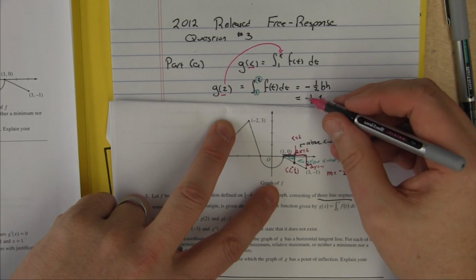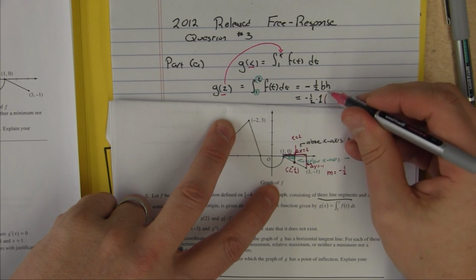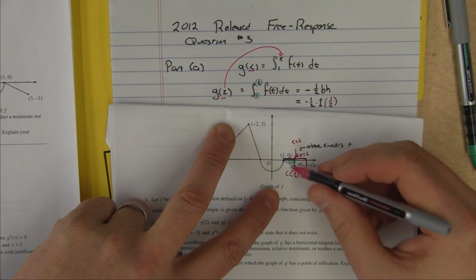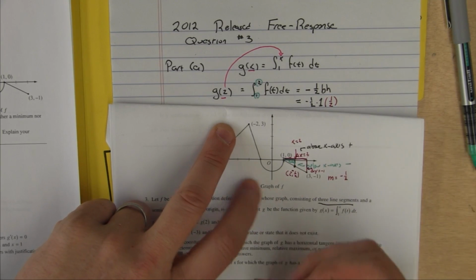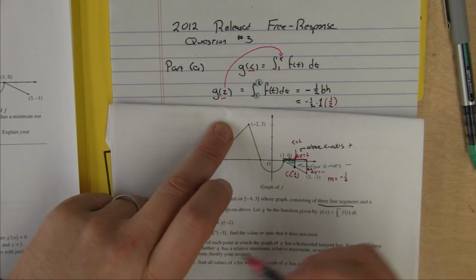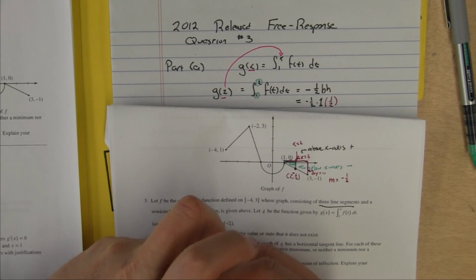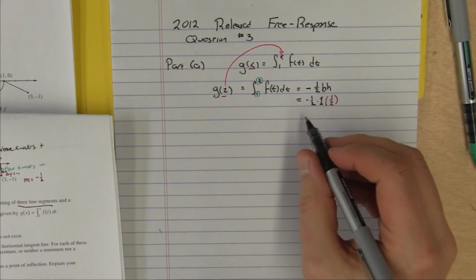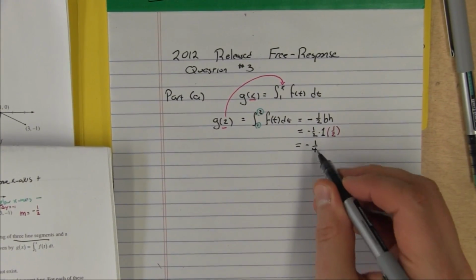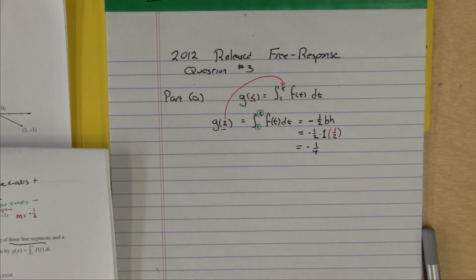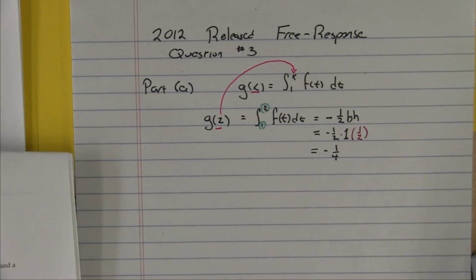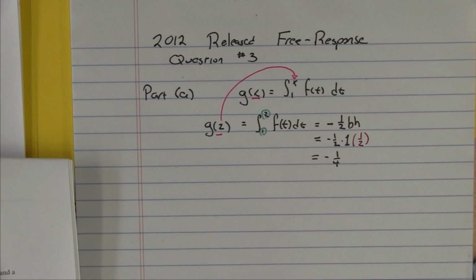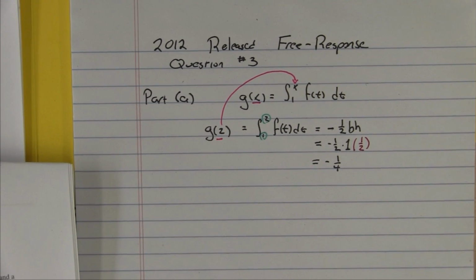Or since we already said the area is negative, we're going to say that our height here is 1/2. So we had to do a little bit of work, a little bit of interpolating off our graph to find out that the height of that triangle was 1/2. Then once we've got that information, we can just work this out. So that's -1/4. So now I know g of 2 is -1/4, and that's all I have to write for that problem because they didn't ask me to justify or explain anything.